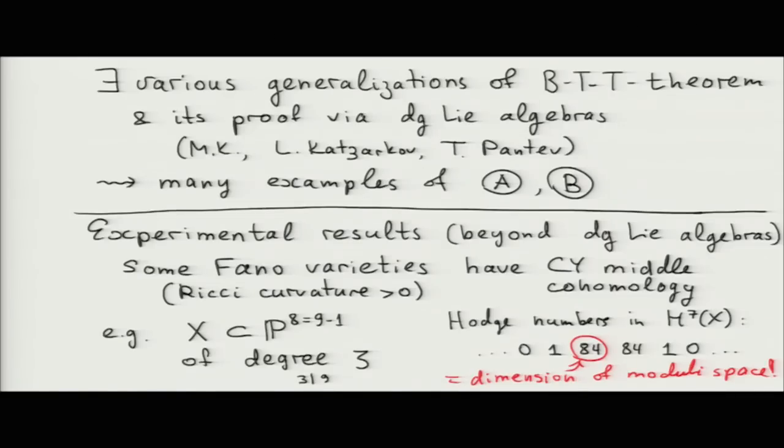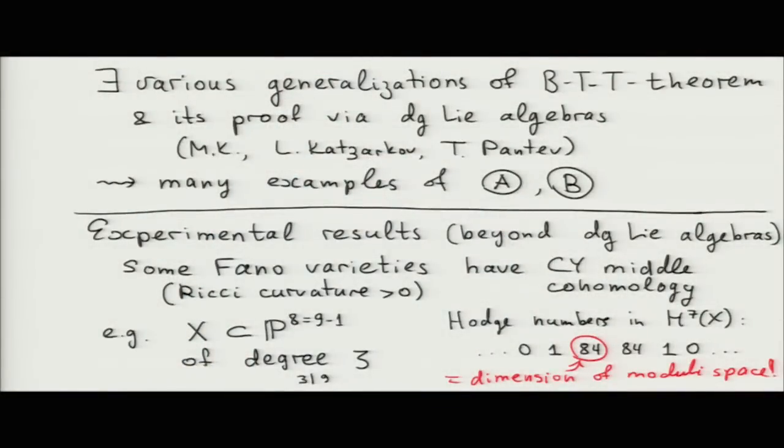For example, consider some rigid three-dimensional Calabi-Yau with very high symmetry. The mirror object is the following. You consider a cubic hypersurface in 8-dimensional projective space. It's not a Calabi-Yau variety, it's a Fano variety, so the Ricci curvature is positive. But then, if you consider the middle cohomology, it will be a 7-dimensional variety.